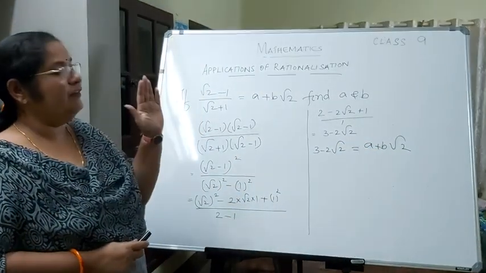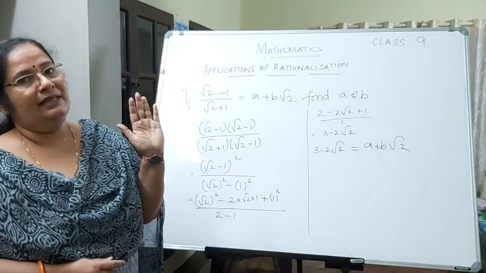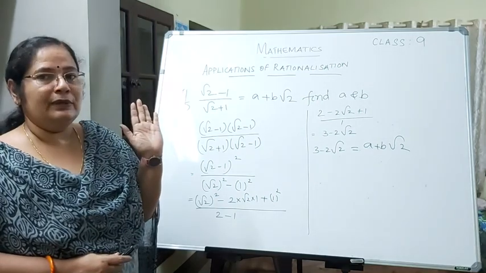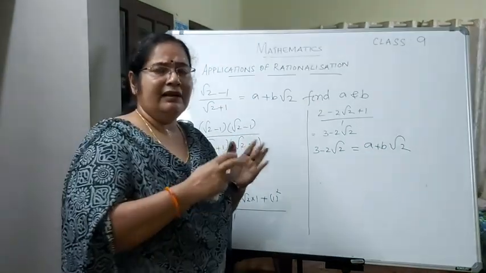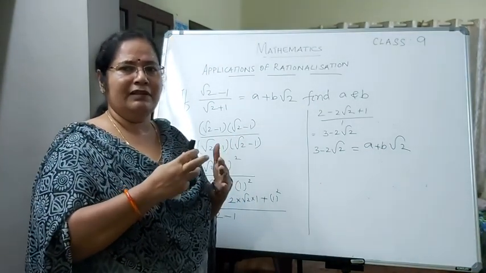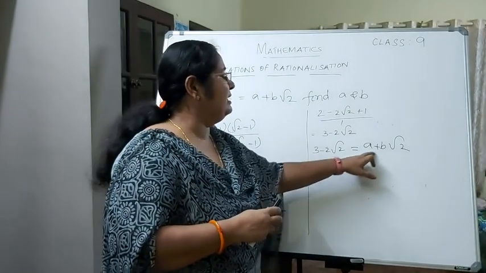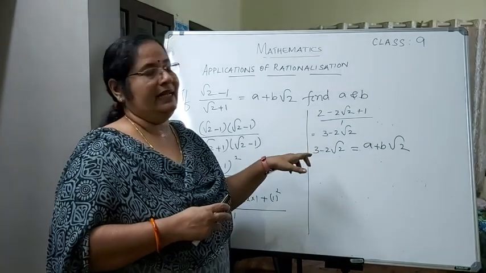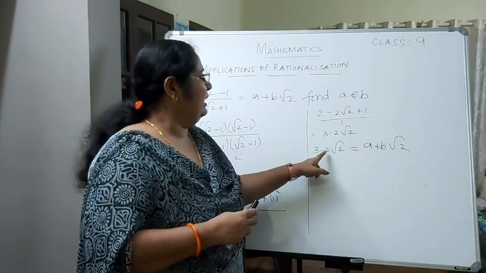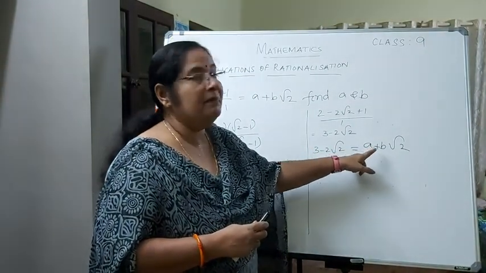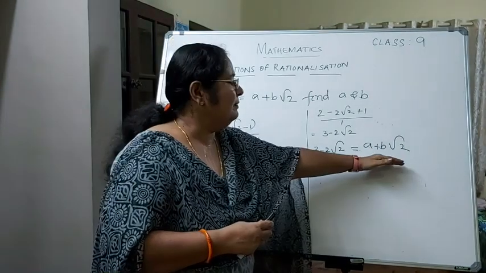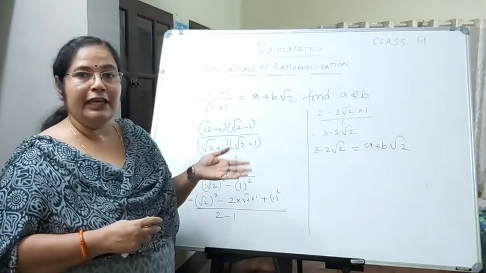Now look at the left hand and right hand side. LHS and RHS, you look. Isn't there any similarity between the numbers over there? Yes, there is some similarity. Now when you compare these two, the left hand side and right hand side, this 3 − 2√2 is the same as a + b√2. So from this, can't we find the values of a and b?